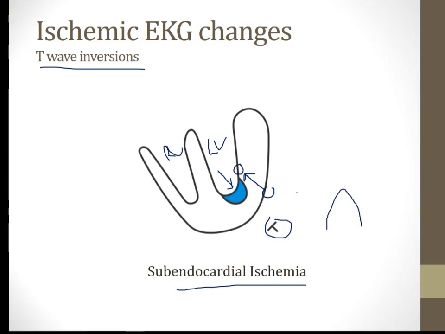When you have subendocardial ischemia, that changes things. In this setting, this portion of the heart near the ischemic myocardium will repolarize first, and this portion out here will repolarize last. That will create a wave of repolarization going towards the ECG lead, and that will create an inverted T wave on the surface ECG.